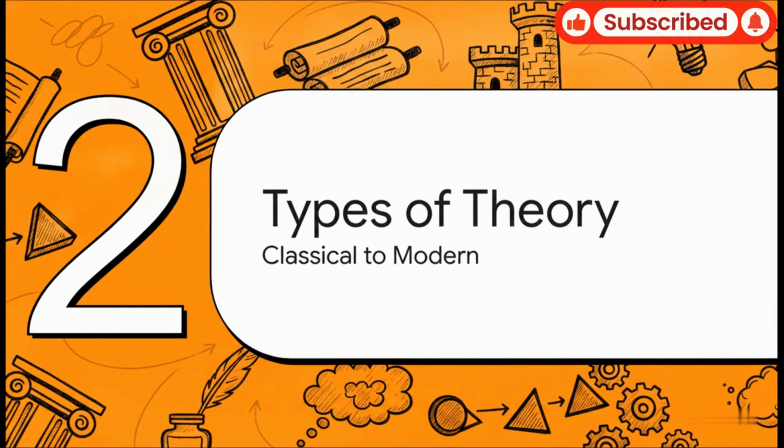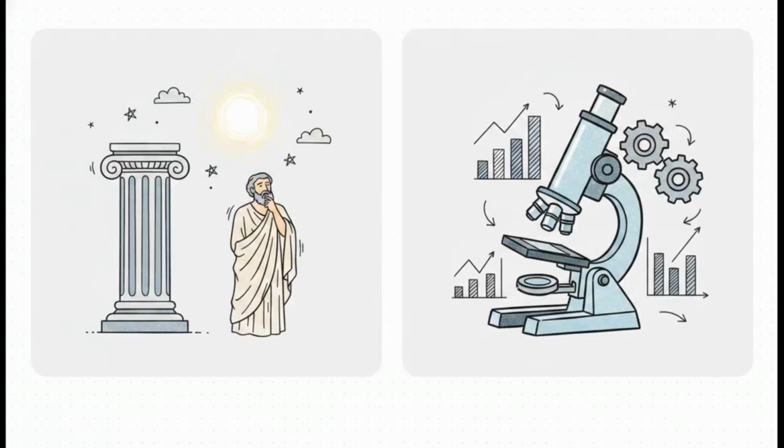Moving right along to Section 2, types of theory. Let's see how this broad subject is broken down. Because the subject covers so much of human history, thinkers have broken it down into distinct traditions. On one side, you have classical theory. Think of the ancient and medieval philosophers, guys like Plato and Aristotle. Their approach was super idealistic and deeply philosophical. They were basically searching for the absolute perfect society.